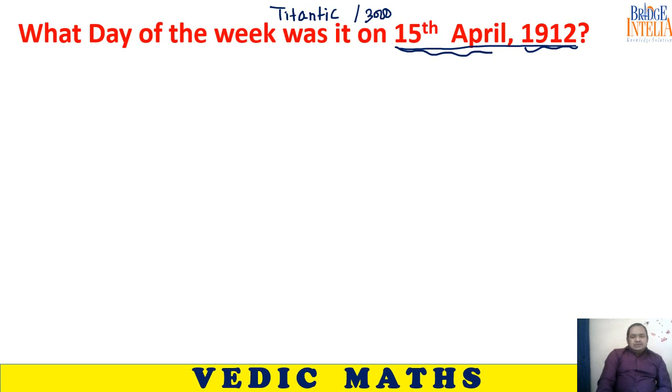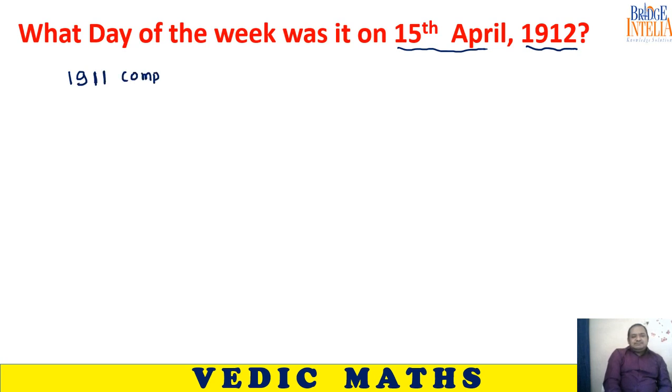So can we calculate which day of the week it was on that unfortunate day? So let's do that. So concentrate on the date. The date is 15th April 1912. So it means before this, 1911 complete years have gone by. Complete years.